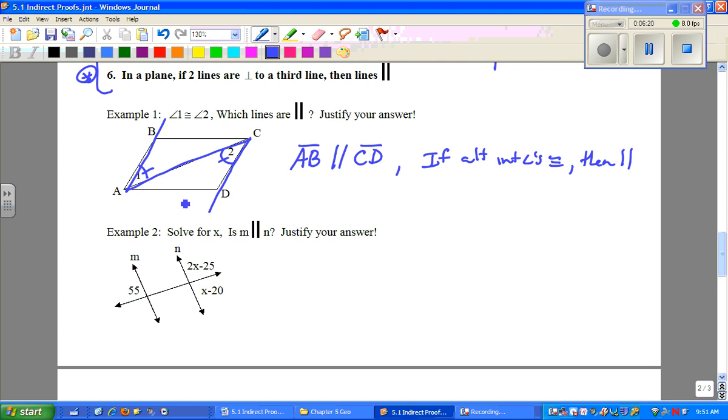Awesome. Could BC and AD? Possibly. I just don't know that for sure. But they possibly could be. But we do know for a fact these two are because 1 and 2 were told that we were congruent.